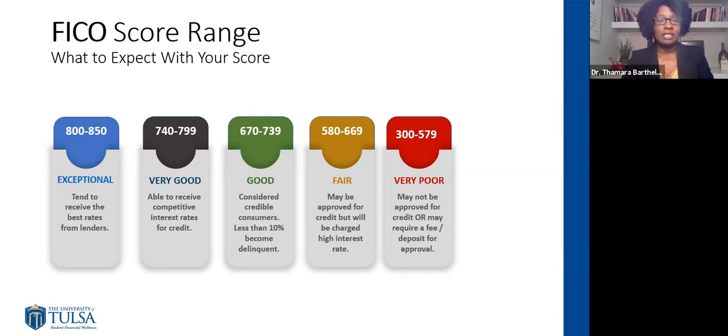So if you look here, these are the credit ranges that FICO actually uses. And when a financial institution uses your social security number to access your credit history, those ranges are what they will see.